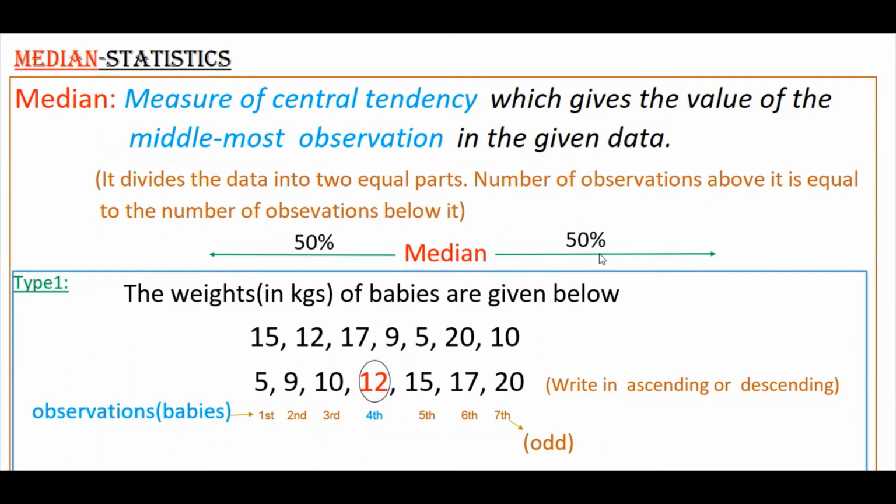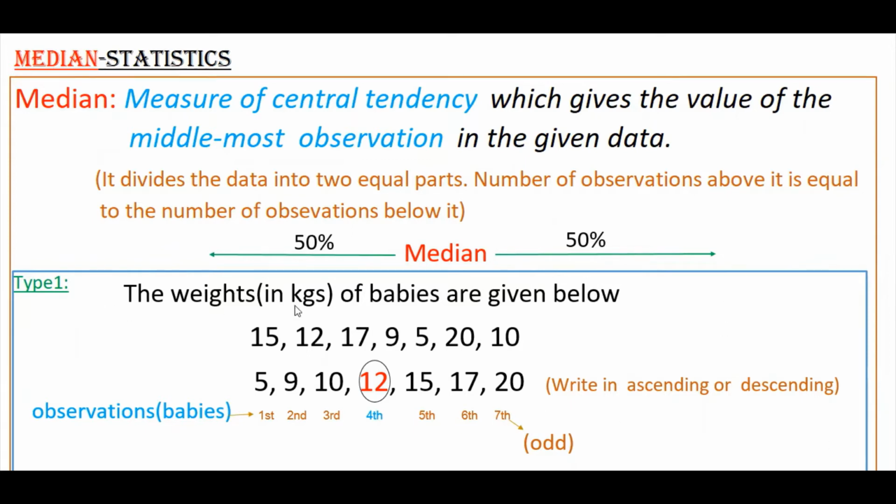For example, if this is the data and this is the middlemost observation, this is the median, and it divides the data into two equal parts. So this is 50% and this is 50%. Number of observations above it is equal to number of observations below it. That means on the left side and on the right side of the median, the number of observations are equal. If you see the examples, you will understand.